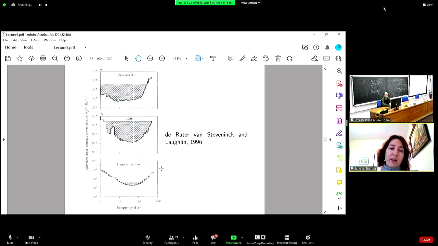So this is an example analysis for neural data. This is the estimated noise for photoreceptors and the estimated noise for large monopolar cells. And this shaded area is how one should filter, how photoreceptors should filter the incoming signal. And so on.